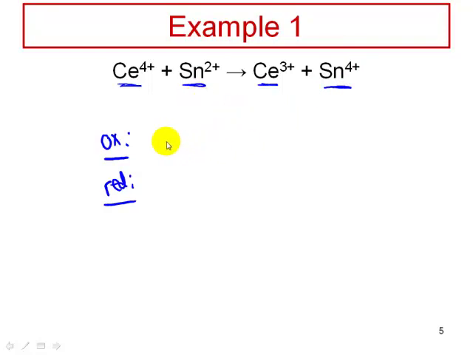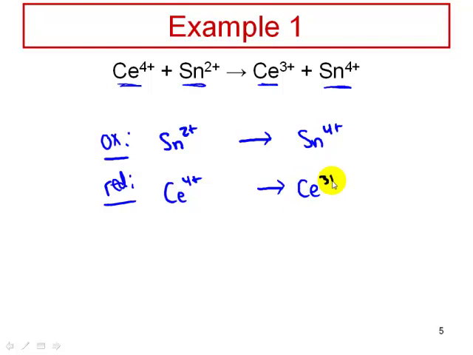So I can write the oxidation half reaction like this. We have tin 2 plus is going to be changed into tin 4 plus. And then the thing that is getting reduced, the thing gaining electrons, is going to be our cerium ion. So cerium starts as a 4 plus, it's getting reduced to a 3 plus ion, so that means it must be gaining electrons. So cerium 4 plus is going to go down to cerium 3 plus.